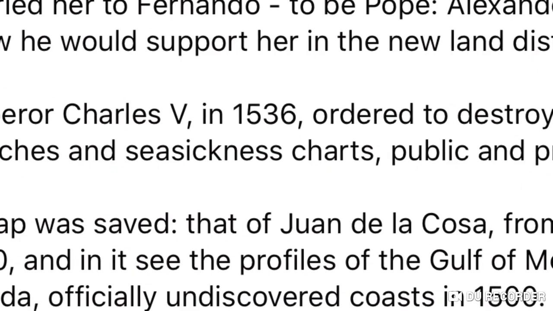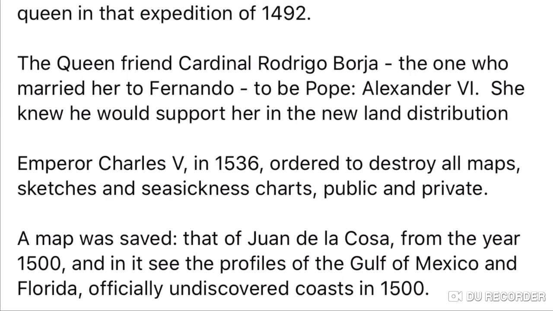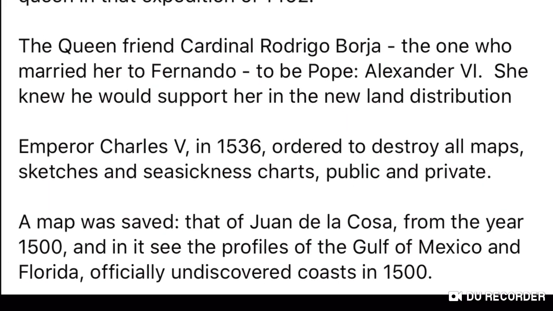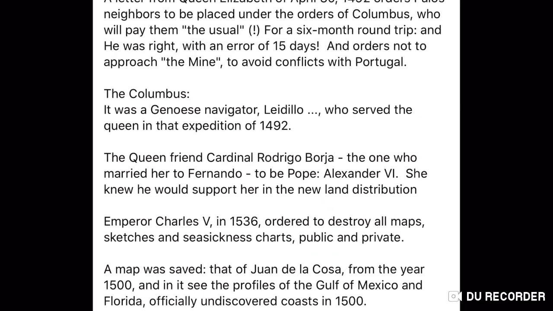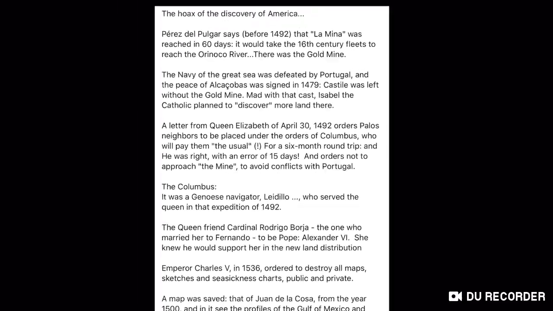A map was saved, so he destroyed all. That of Juan de la Cosa from the year 1500, and in it you see the profiles of the Gulf of Mexico and Florida, officially undiscovered coast in 1500. Even after that, the Piri Reis map showed up on the scene and destroyed the Columbus theory.